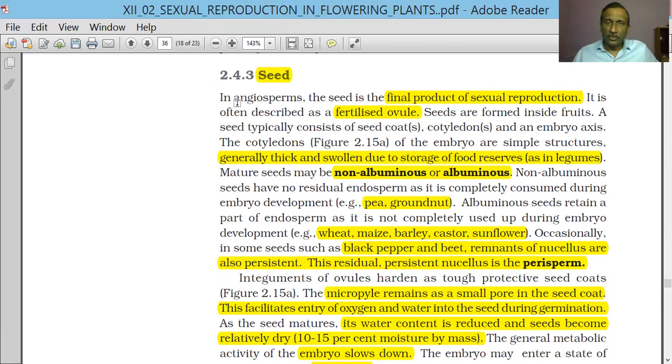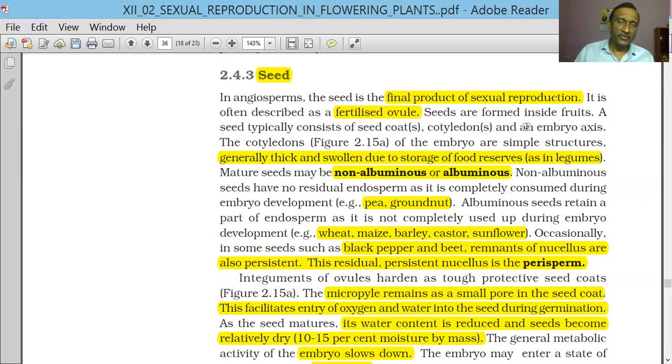So, the seed producing plant. In angiosperms, the seed is the final product of sexual reproduction. Ultimately, all the events, that is the formation of flower, anther and stigma, pollen grain and ovule, and then fertilization, double fertilization, and the sperm and embryo development, will result in the formation of a seed. So seed is nothing but a fertilized ovule. The seeds are formed inside the fruit.